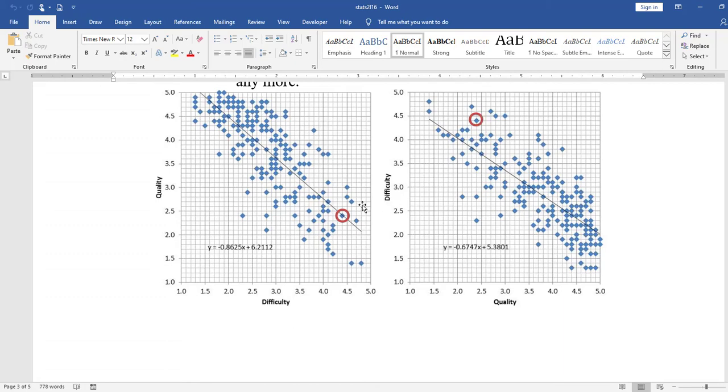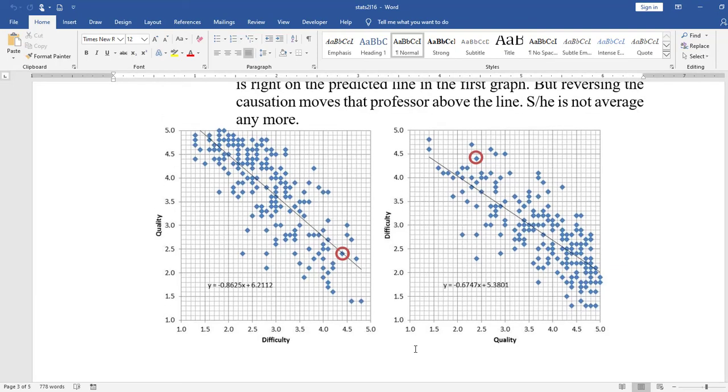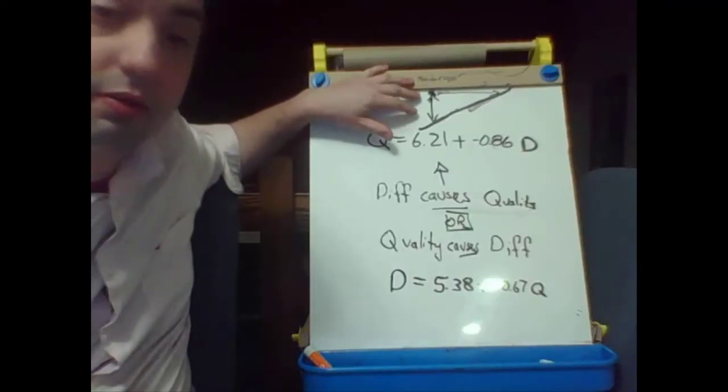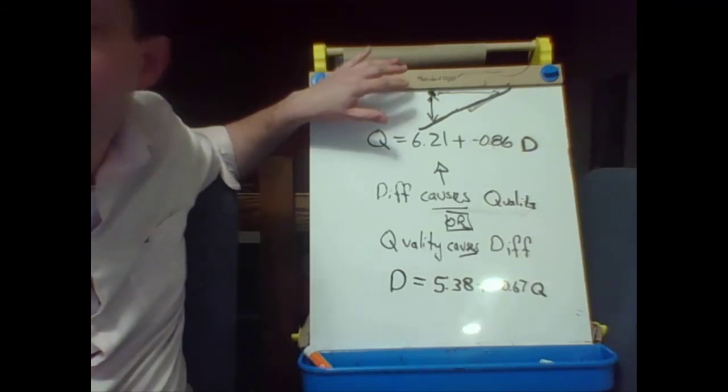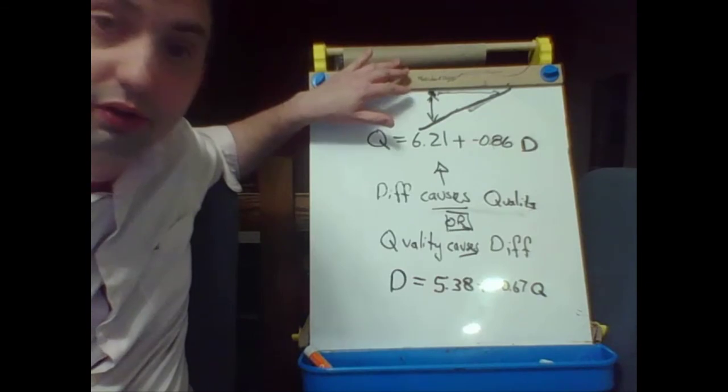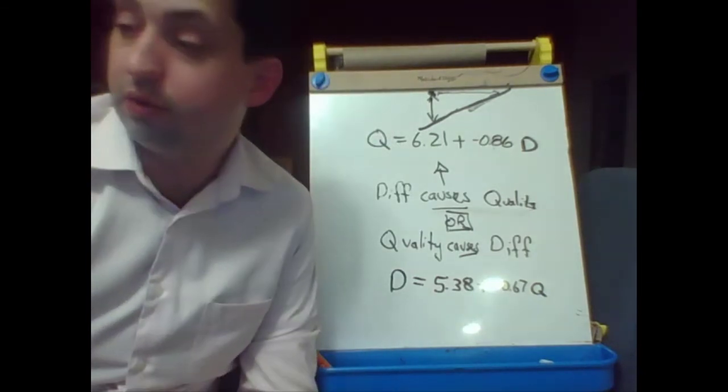Here they're way above it. Here they're right on it. On the right is quality causing difficulty, and they're way above the line. On the left is difficulty causing quality, and they are directly on the line. It's a completely different line. You have to rerun the regression, because linear regression minimizes the summed and squared vertical distances. The vertical distances.